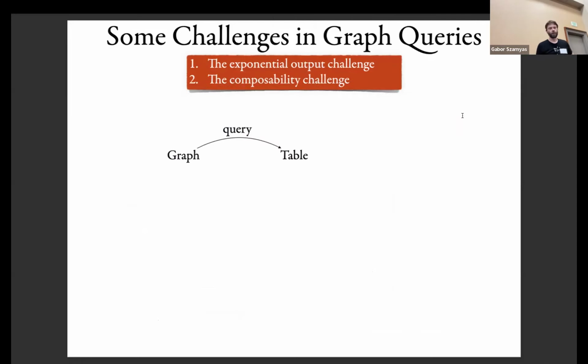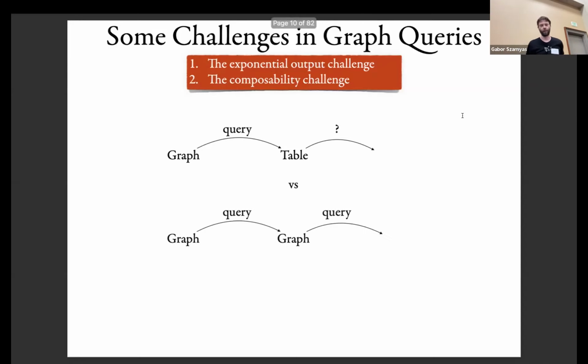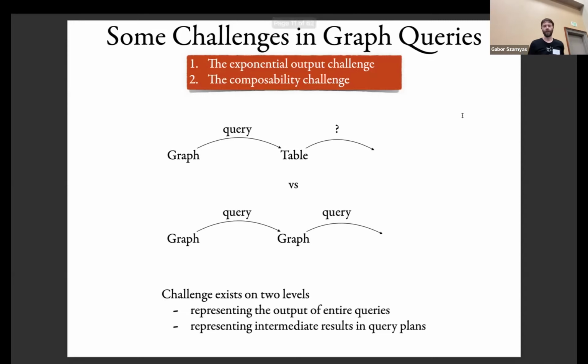Okay, another challenge is some kind of composability. I mean, in graph query languages, as I'm seeing them now, GQL, SQL/PGQ, the input is conceptually a graph, right? And then you run a query, and then what comes out, as far as I can see, conceptually, is a table, yeah? And then the question is, if you want to continue querying this, what do you do? You now don't have a graph, right? So the thing here on the bottom conceptually looks a bit cleaner.